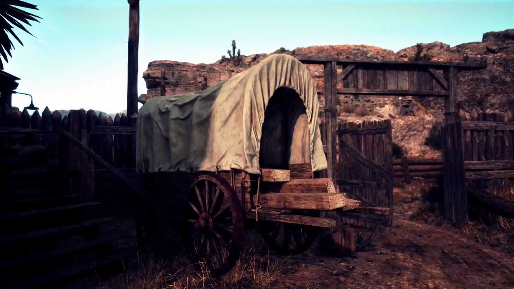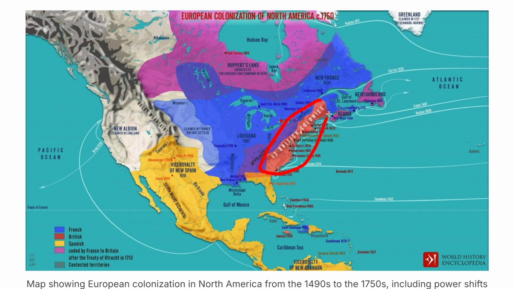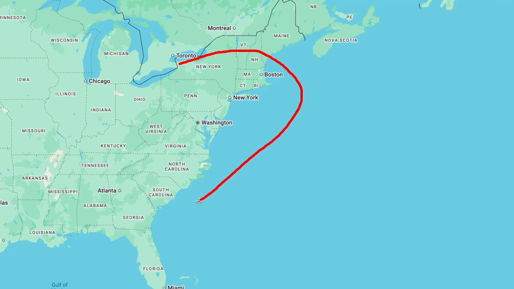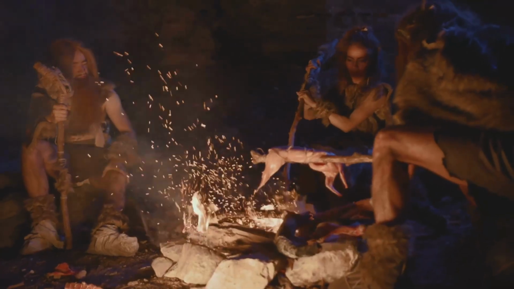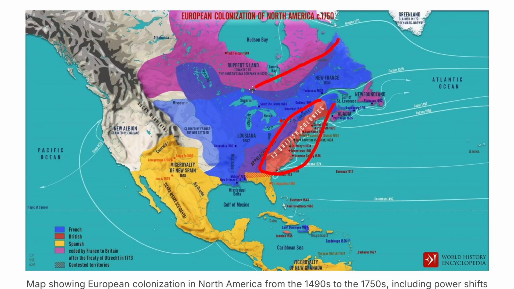By 1732, Britain had established 13 colonies along the Atlantic coast. Although each colony had its own government, they were all under British rule. At the same time, France controlled a vast territory in North America, especially in the region known as New France.